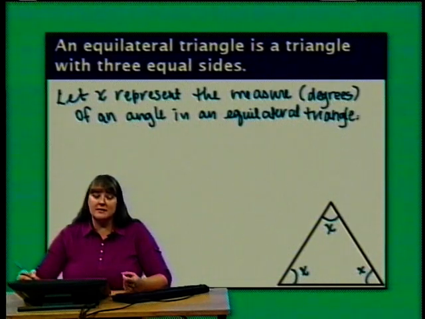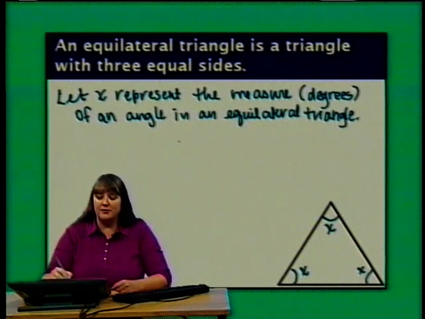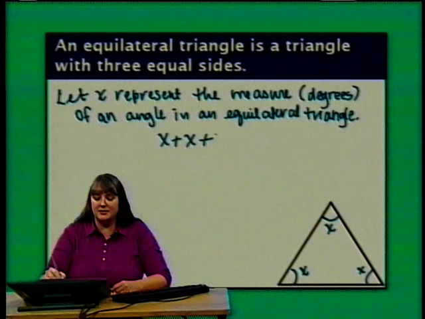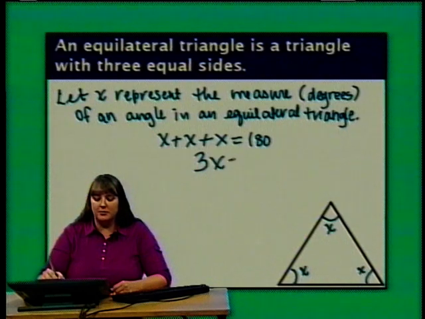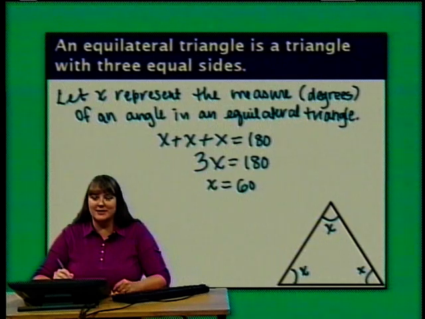So we know that the sum of the measures of all three angles has to be 180 degrees. So if I add x and x and x, this is going to have to be 180. So my equation simplifies to 3x equals 180. And if I divide both sides of the equation by 3, I think I can do that in my head, 180 divided by 3 is 60. 60 plus 60 plus 60 is indeed 180.